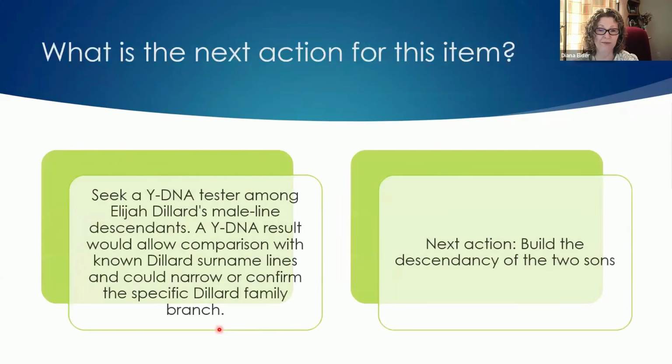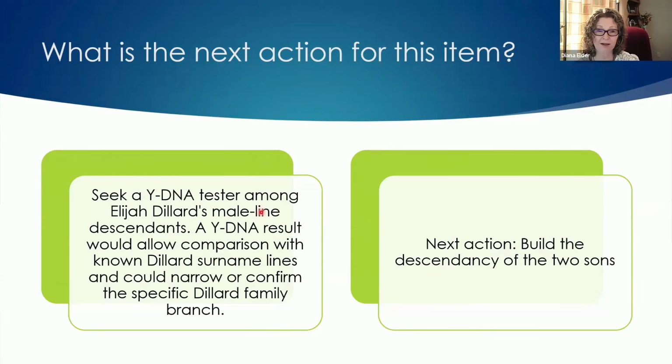So here's an example. This is something that I want to do on my current project: seek a Y-DNA tester among Elijah Dillard's male line descendants. A Y-DNA result would allow comparison with known Dillard surname lines and could narrow or confirm the specific Dillard family branch. So that's a great item to have on my research plan, but really, what is the next action? It's kind of built in there, but maybe a more focused next action would be just to build the descendancy of the two sons.